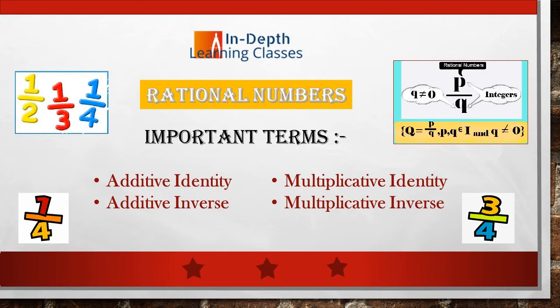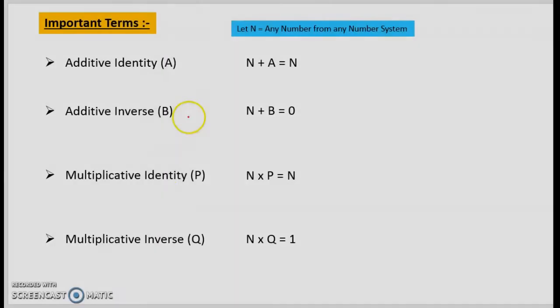Today in this tutorial we will see some important terms related to the rational numbers such as additive identity, additive inverse, multiplicative identity and multiplicative inverse. Let us see one by one each one of them.